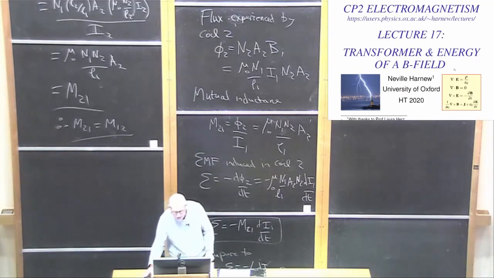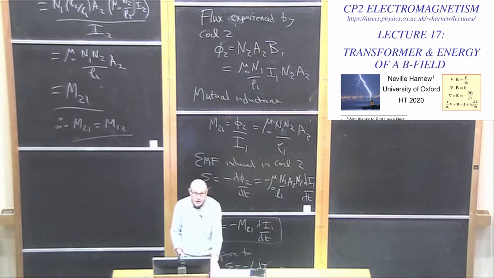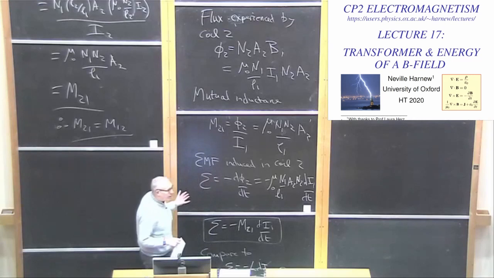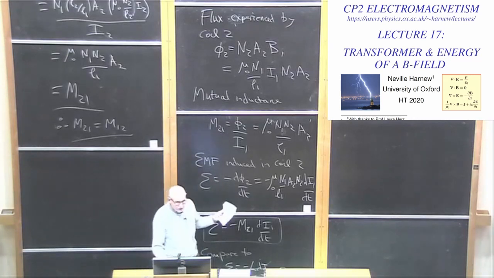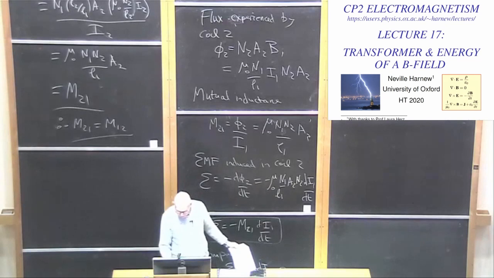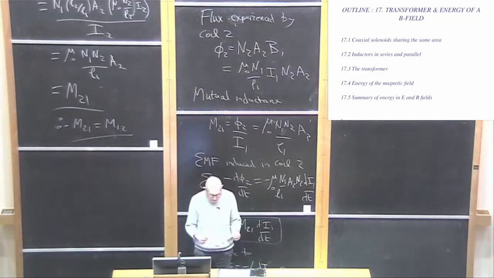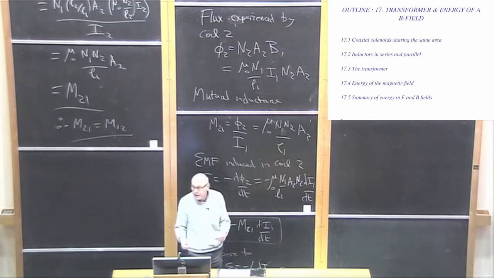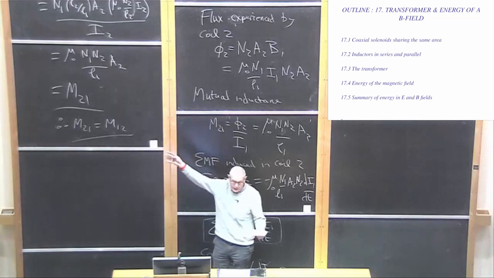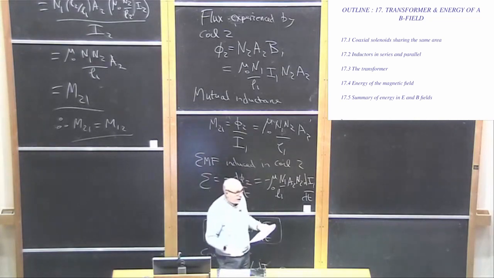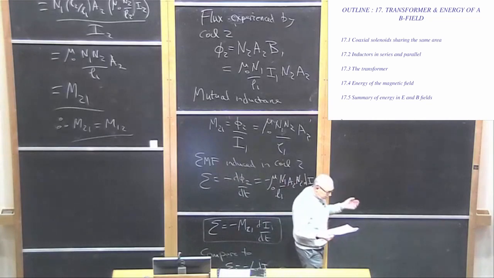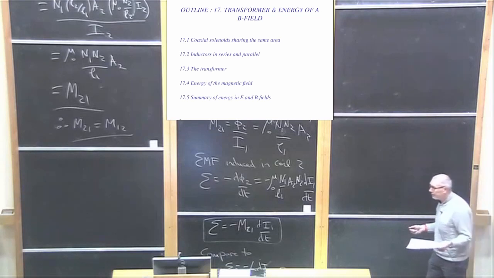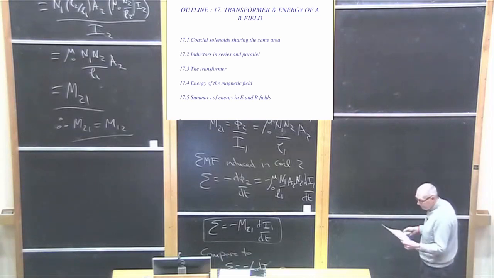Right, so I'm just going to go on to a transformer, which is just an example of mutual inductance at work on a practical level. I will start off with coaxial solenoids sharing the same area. So this is just literally continuing from here. I'm then going to come to inductors in parallel and series, which you'll have seen before anyway in circuit theory. And then I'm going to go on to the transformer.